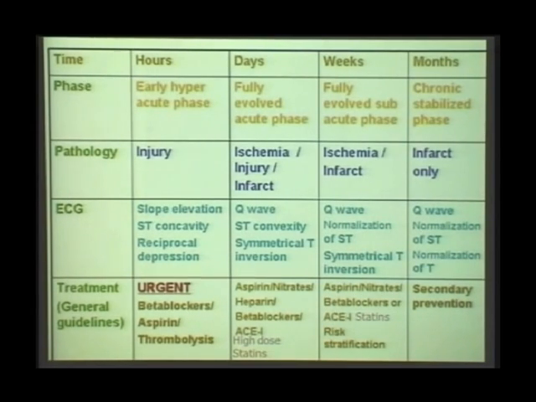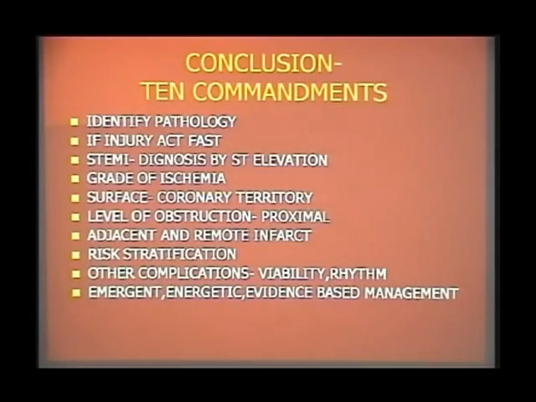After months and years, the patient is in the chronic stabilized phase. The ischemia also gets cured, so the patient is left with infarct. Only the Q wave remains; ST is normal, T wave is normal. The treatment is to prevent the next infarction. So this, in a nutshell, is the approach and the evolution of your ST segment elevation and what type of treatment you are supposed to institute in each of these stages.